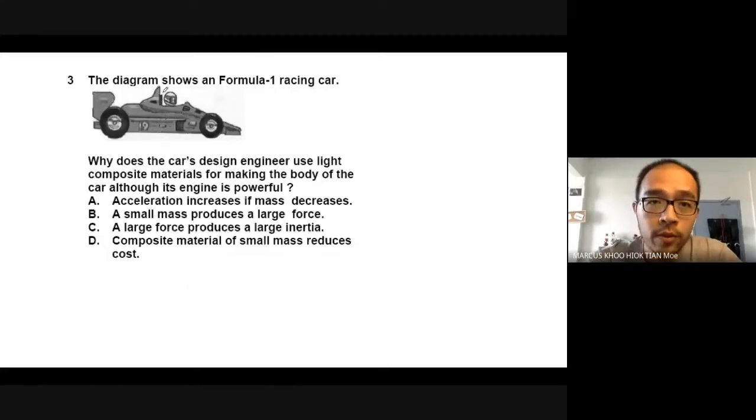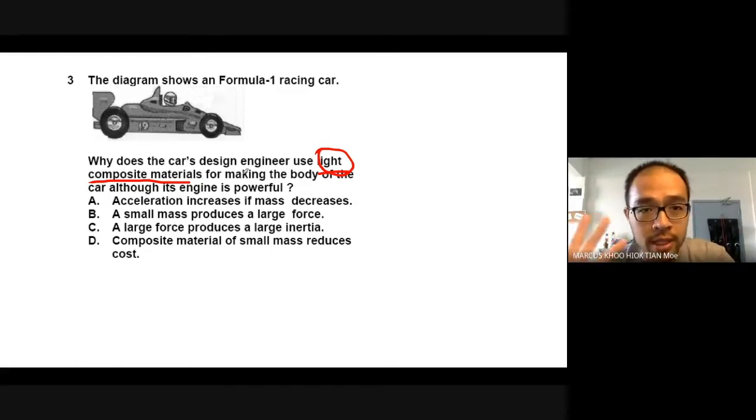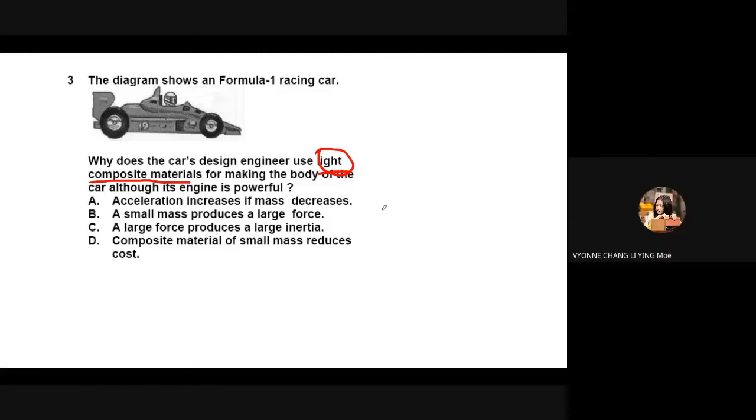Okay, next question. The diagram shows a Formula One racing car. The question is, why does the car design engineer use light composite materials for making the body of the car, although the engine is powerful? Take a look at the four answers and tell me which answer is the best for this particular situation. B, teacher.